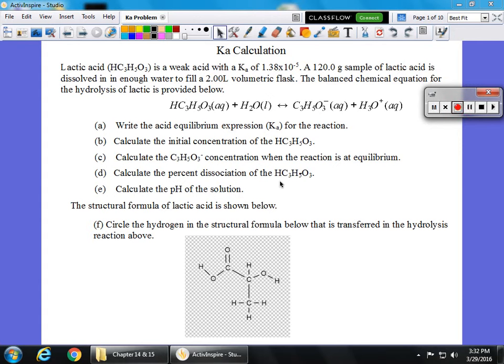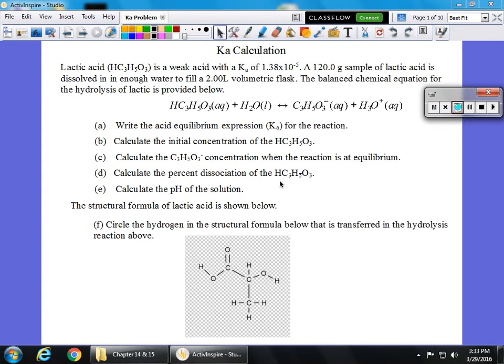We're looking at lactic acid as a weak acid. You're given the Ka. You're given the mass of acid and the volume, so it's going to ask you to find a concentration. You are given the equation, and you're going to have to find the equilibrium expression as well, and so we're going to have to do part of that ICE calculation. So as I said, give this a try, and then we'll get through it, okay?